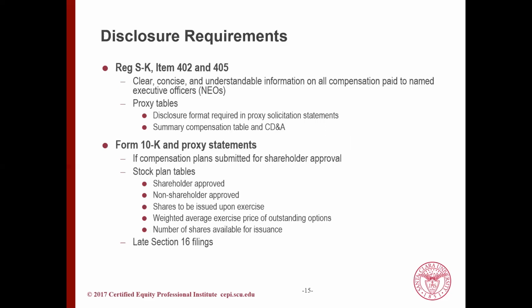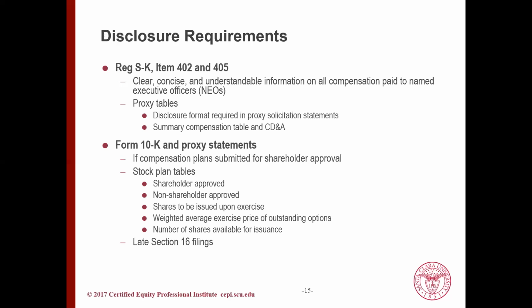So moving on from that one to the disclosure requirements. Regulation S-K, Items 402 and 405. You've probably heard people talk about this when they're getting the annual documents ready, the proxy, the 10-K. They'll ask if there's any 402 or 405 that need to be disclosed, and that is clear, concise, understandable information on all compensation paid to named executive officers.